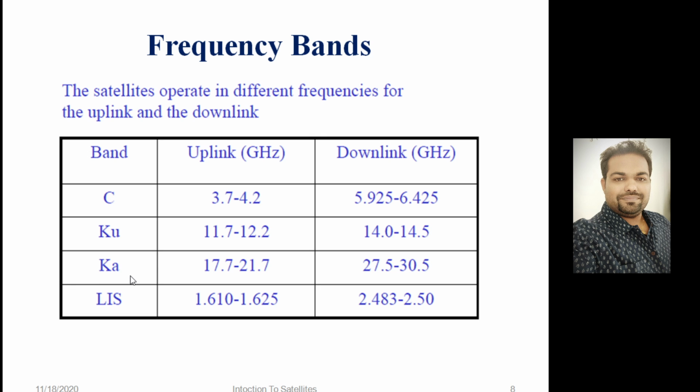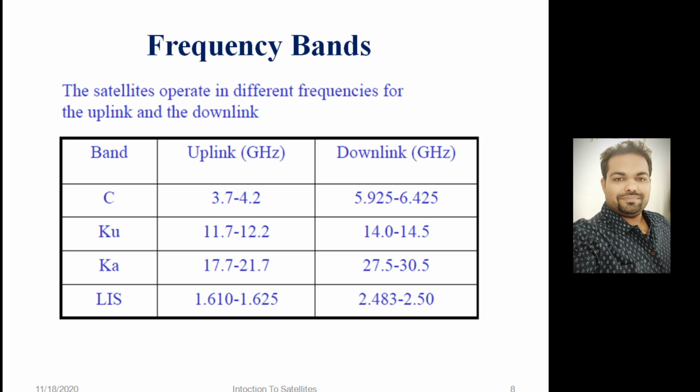And recently Ka came, right. For the Ka band, the uplink is 17 to 21 gigahertz, and the downlink is 27.5 to 30.5. And the last one is L band, which is basically for a very low frequency range, very low compared to C. It is coming between 1.6 to 1.625 gigahertz uplink, and downlink around 2.483 to 2.5 gigahertz.